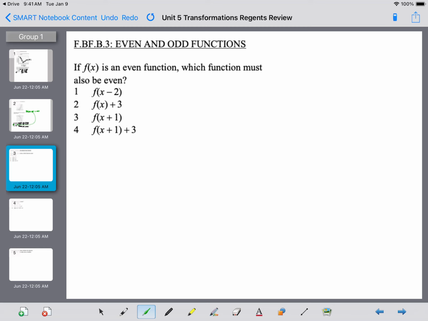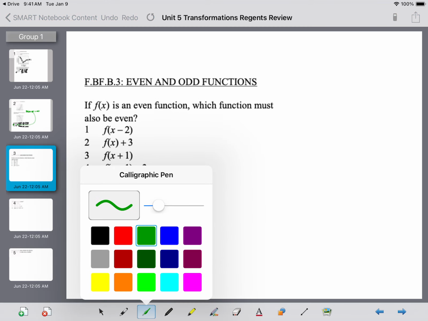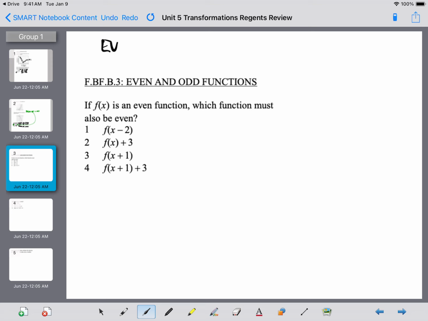Okay, even and odd functions. Just a quick overview. If it's even, when you plug in a negative x, it should give you the same output as it would if you had that same input positive. An odd function, if you plug in a negative x, then that will give you negative f of x. If it's neither, then it's neither even nor odd.